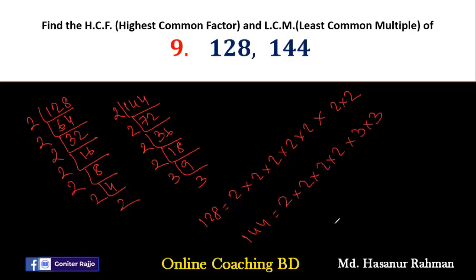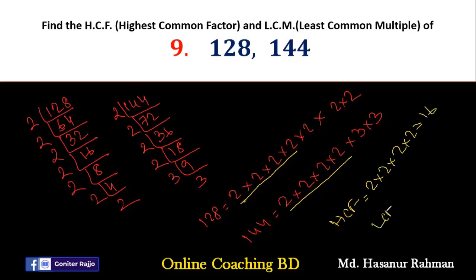Now find out the HCF. HCF will be the highest common factor. Here, four 2s are common in both numbers. So HCF will be 2 multiplied by 2 multiplied by 2 multiplied by 2. That is 16. And what will be the LCM?